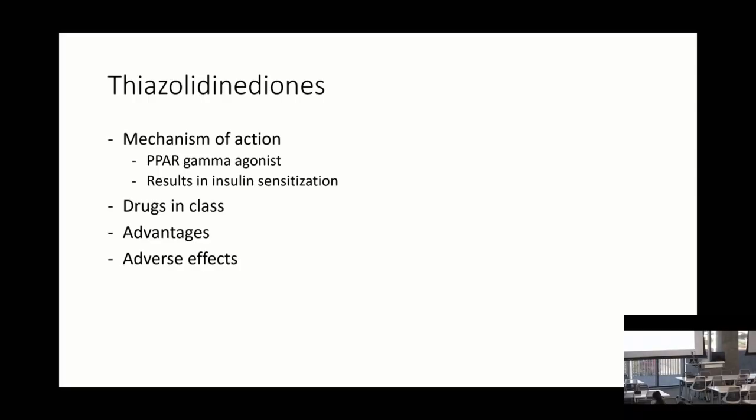And one other effect that TZDs have is they move fat out of the viscera. They have a way of redistributing fat from the viscera to the periphery. They cause changes in fat processing, so you move fat from the viscera to the peripheral fat, and that's probably one of the mechanisms by which they cause improvement in insulin sensitivity. The main adverse effect of TZDs is that they do cause fluid retention. So if patients have heart failure, you want to avoid the TZDs.